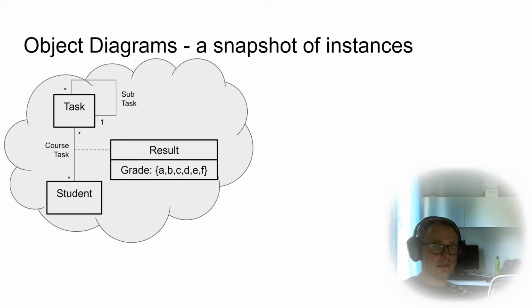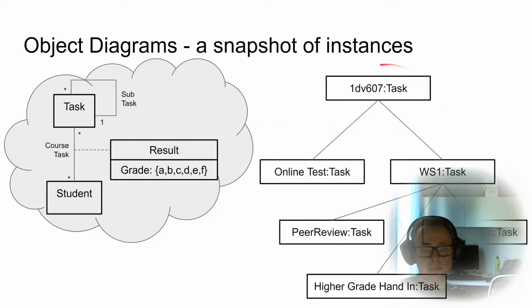So this means that an object diagram shows how the objects are arranged at a certain point in time. So, for example, I maybe have defined this course, 1DV607, the tasks of this course. And at the top, we have the full course task. So the final grade for the course is more or less represented by this top task object. We can give the object any name, and then we show that it is of type task.